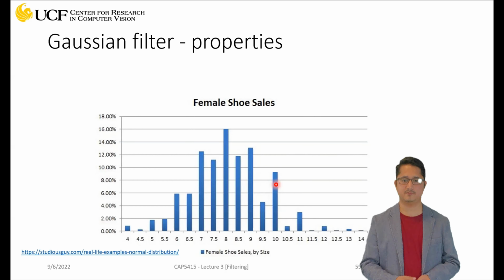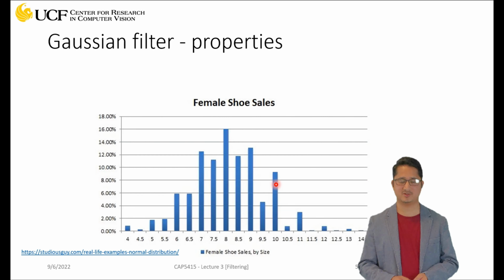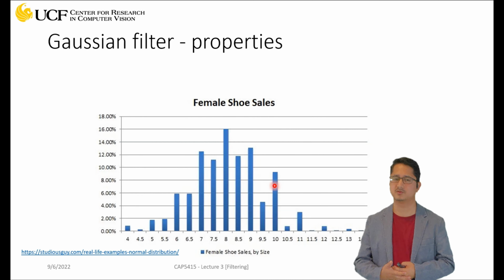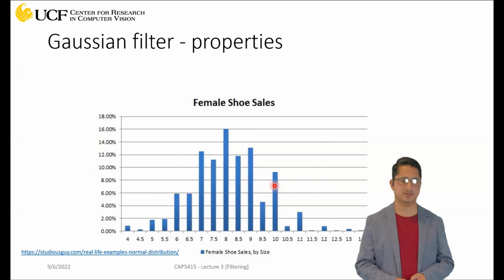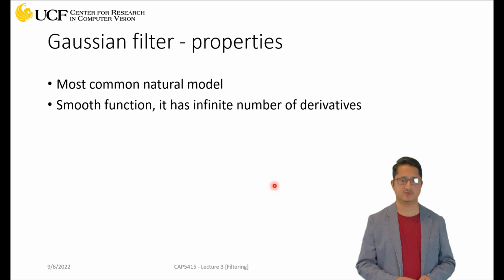And this is not just true for female shoe size. Even in the class, if we measure the height of all the students, it is going to be a Gaussian. And most of the time, the grades we receive are very close to Gaussian. Very hard to get a perfect Gaussian curve, but most of the time it's kind of a Gaussian curve there as well. It's a distribution which is very natural, and you will see it in your 3D environment all the time. It's the most common natural model.